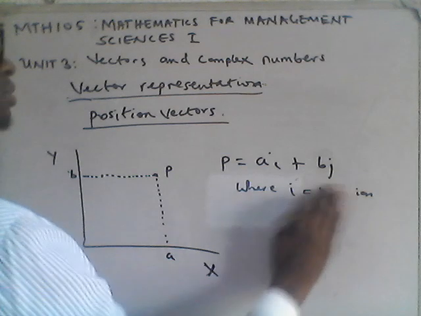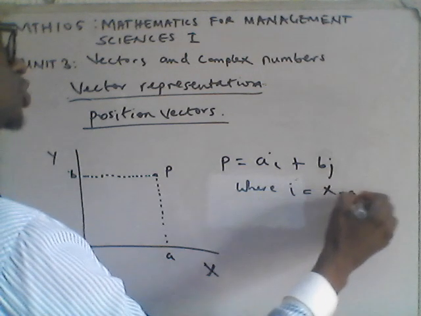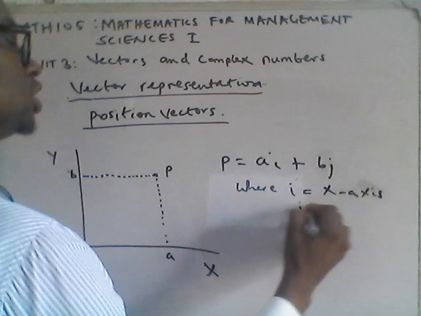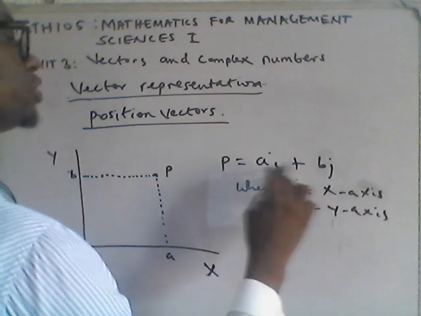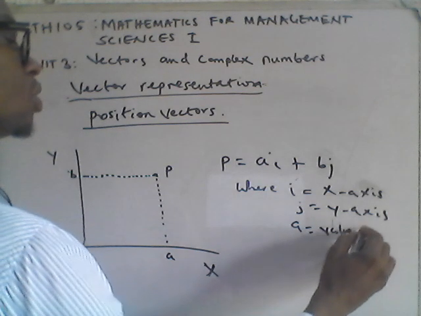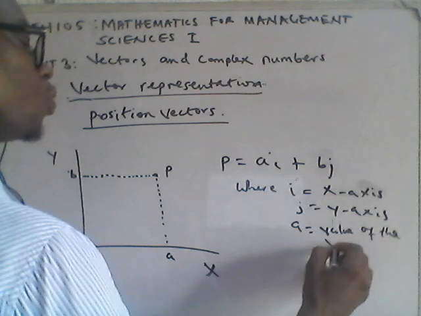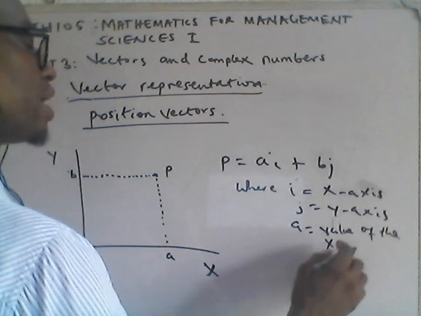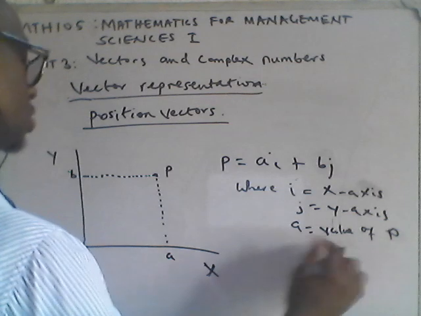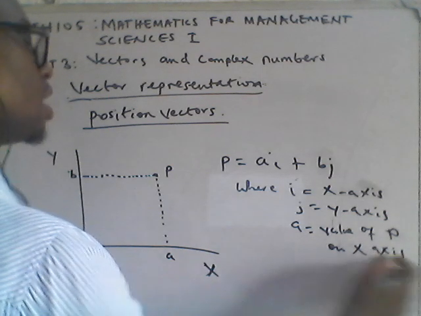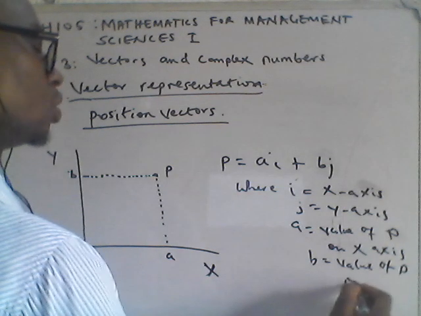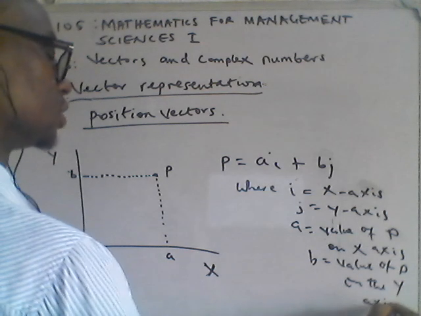Let me just call it x-axis position, x-axis, and the j is the y-axis. So this is actually the axis, you understand? But A is the value of P on the x-axis, because P is our reference, and B is the value of P on the y-axis. This is simple enough.